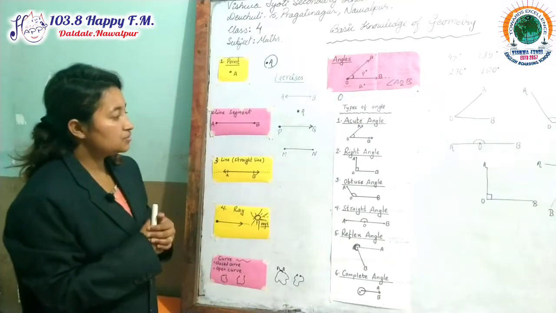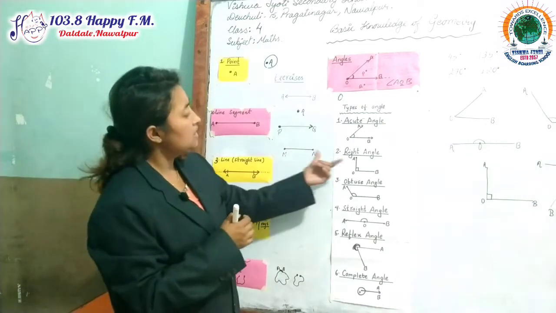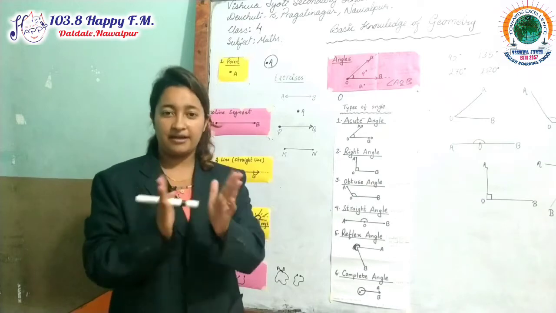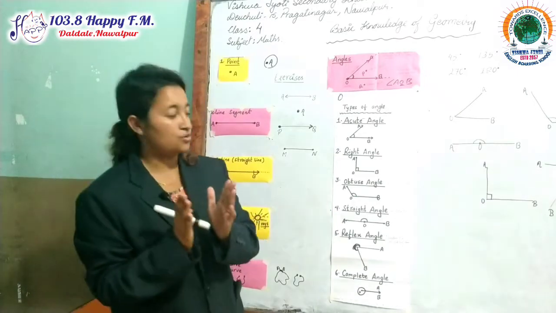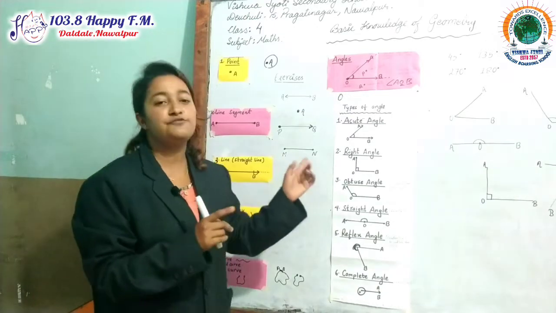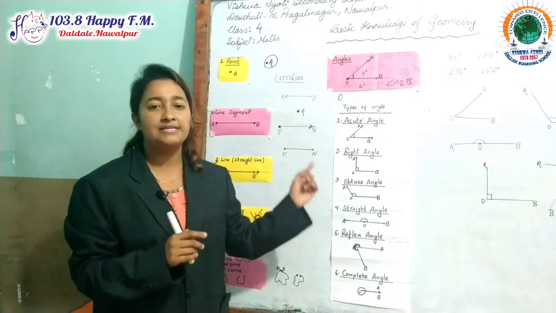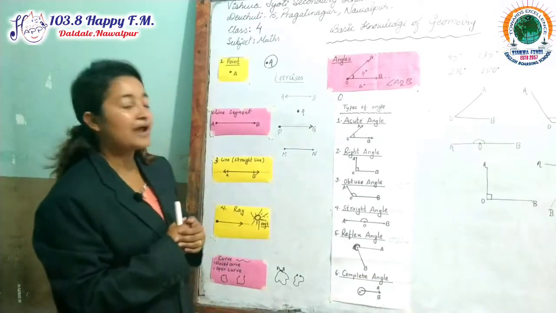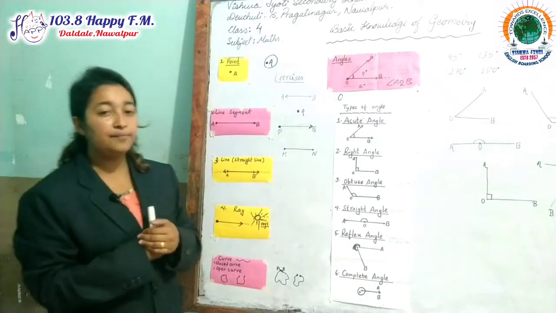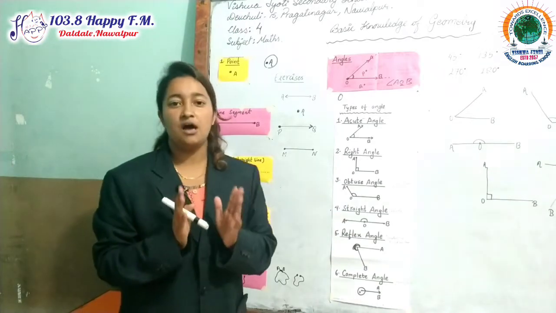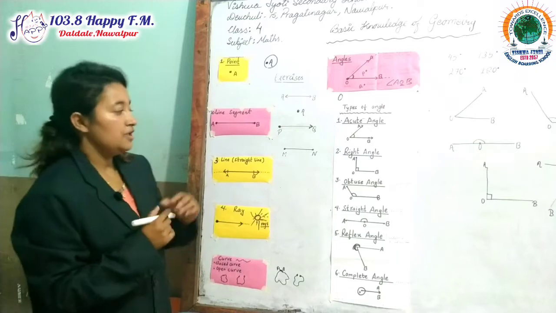And now let's go to the right angle. What is the meaning of right again? Right means correct, exact. So, the angle which is exactly 90 degrees is defined as the right angle. We can identify a right angle by looking at its shape. It seems to be the letter L of the English alphabet.